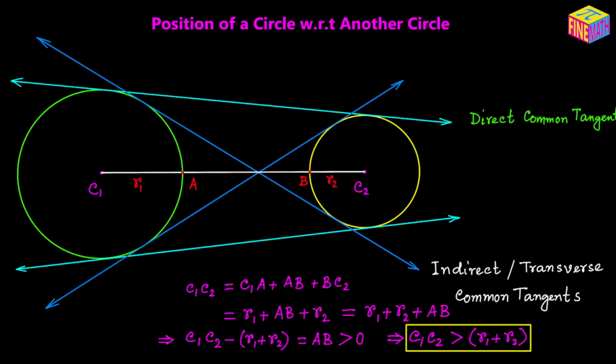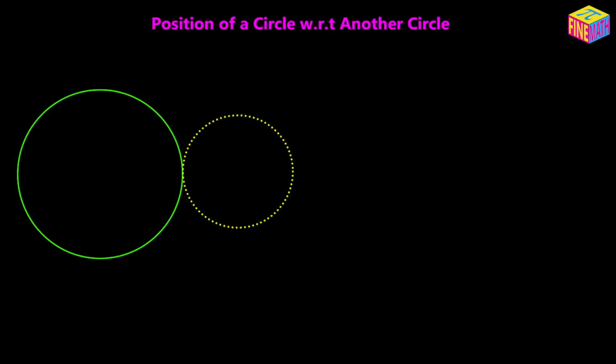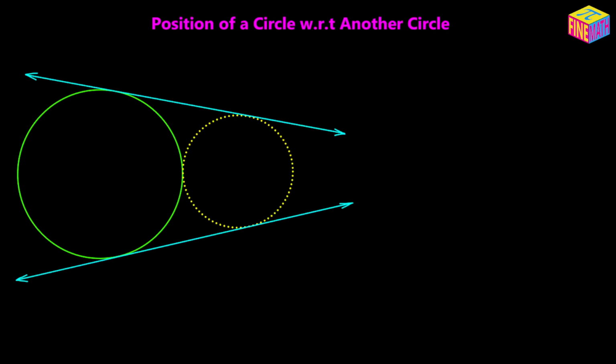Next, we are going to take a look at the second scenario. In the second scenario, when the circles are touching each other externally, how many common tangents can we have? Well, we can have 2 direct common tangents like this. And can we have any transverse common tangent? Yes, we can have 1 transverse common tangent.